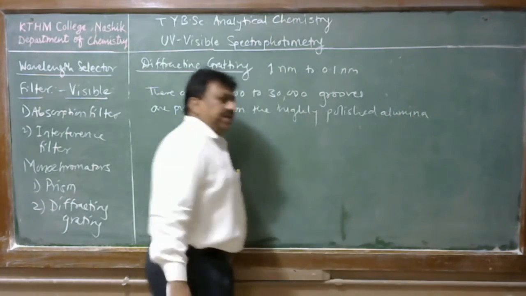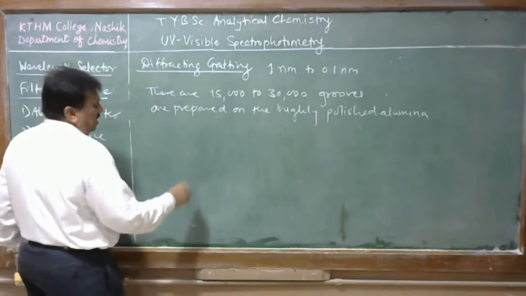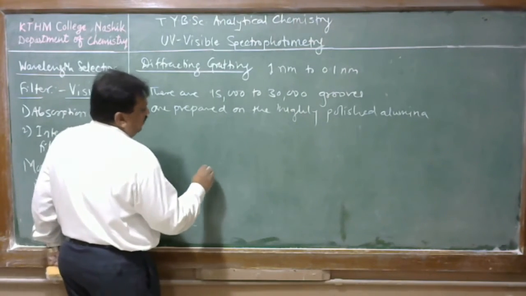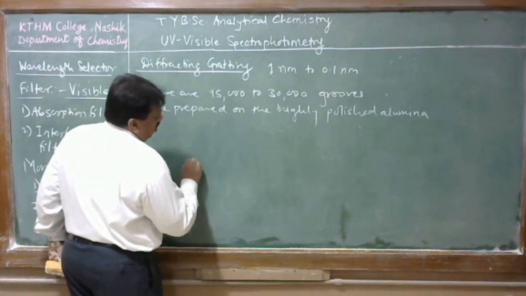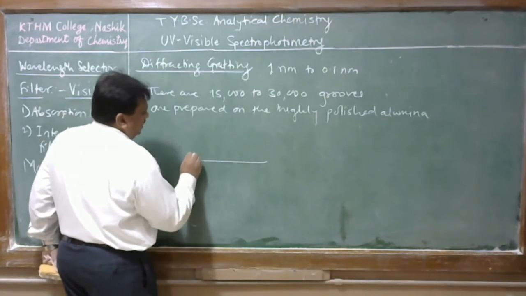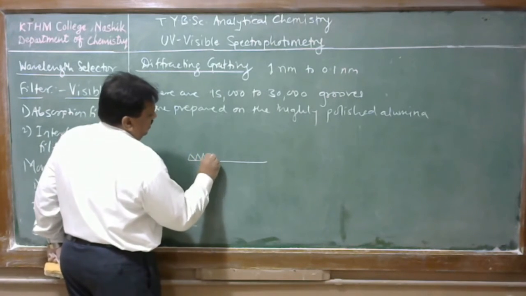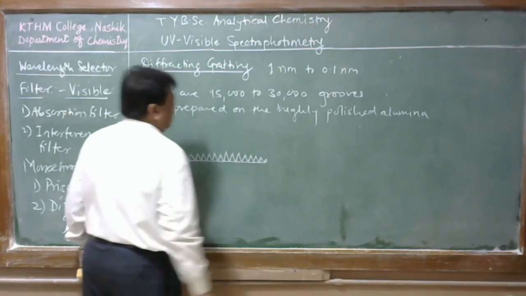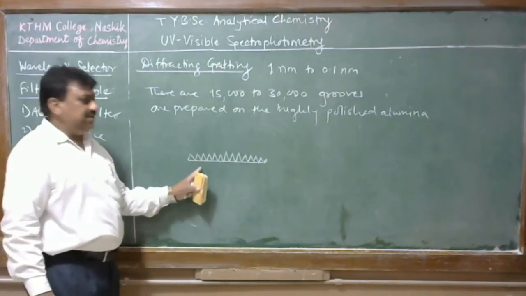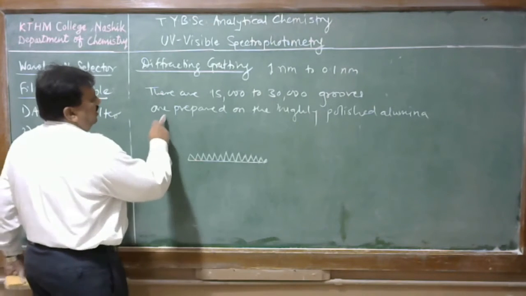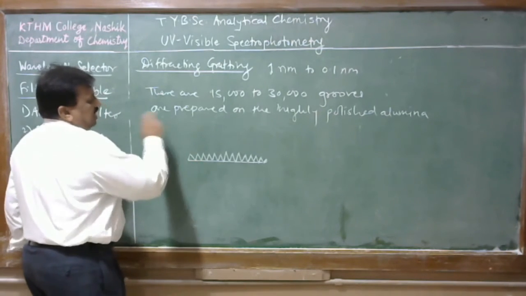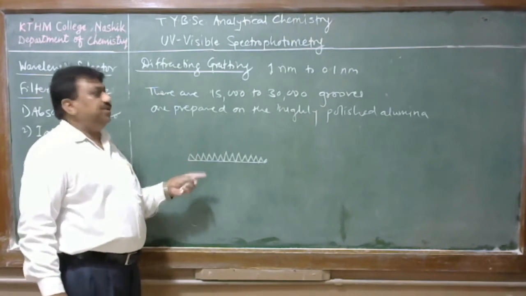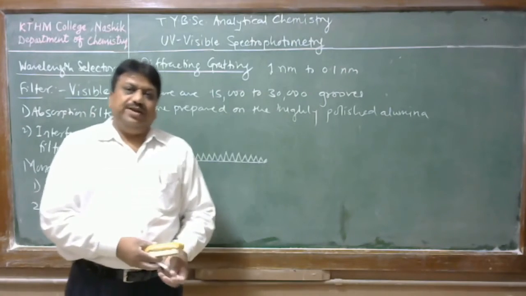Alumina is here Al2O3. A special grade of aluminium oxide is used for this purpose. It is highly polished, and small grooves are prepared over it in this fashion. Therefore, these grooves act as a reflecting media for the incident radiation. By using this diffracting grating, we can isolate a specific radiation whose bandwidth is up to 0.1 nanometer.